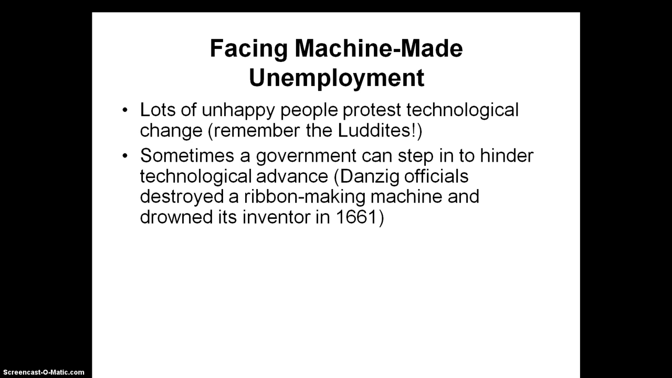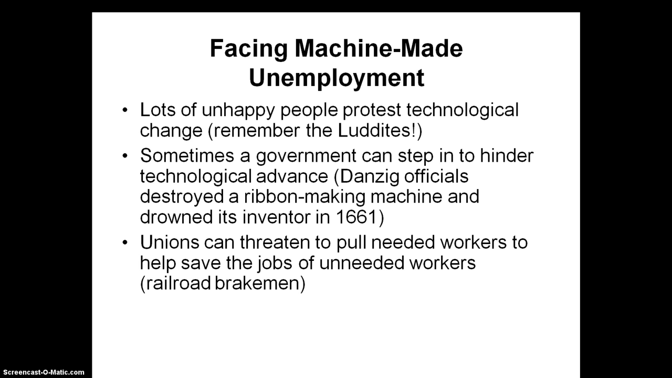So that's pretty drastic, but sometimes the government tries to step in and stop things. Unions can actually threaten a strike. They can threaten to pull needed workers to help save the jobs of people who are not needed anymore. So, for instance, railroad brakemen.